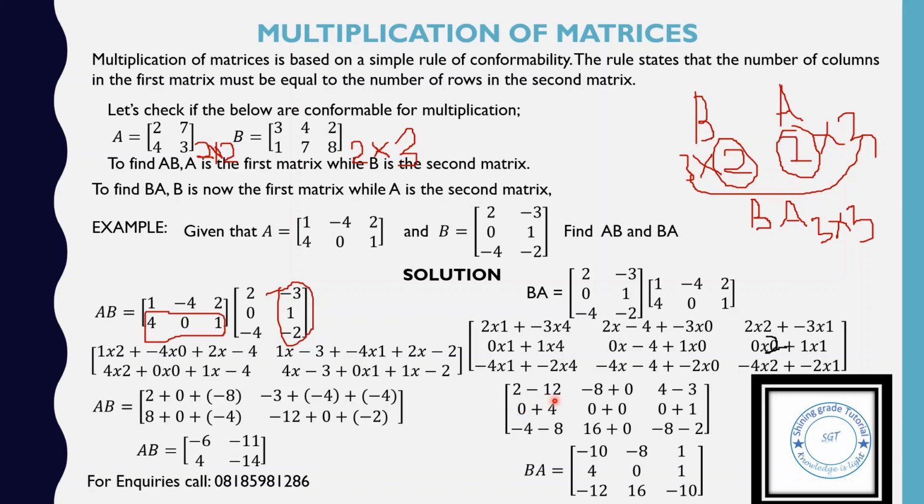2 minus 12 is minus 10. Minus 8 plus 0 is minus 8. 4 minus 3 is 1. 0 plus 4 is 4. 0 plus 0 is 0. 0 plus 1 is 1. Minus 4 minus 8 is minus 12. 16 plus 0 is 16. Minus 8 minus 2 is minus 10. Alright, so just go through it. You can pause the video to watch this again and see how it's being explained.